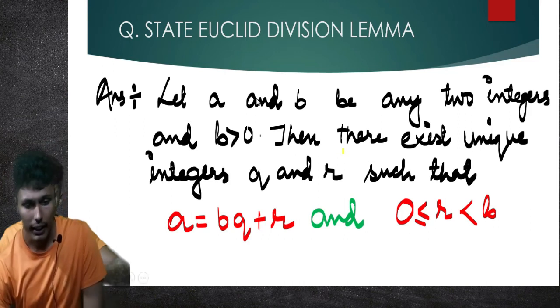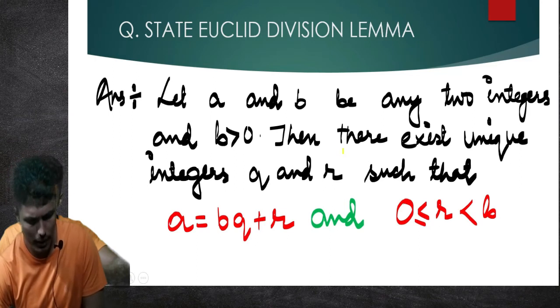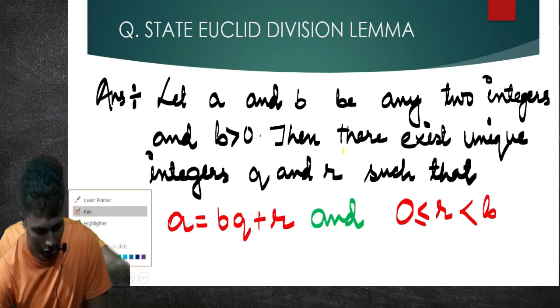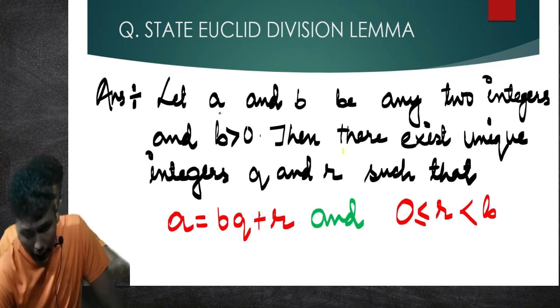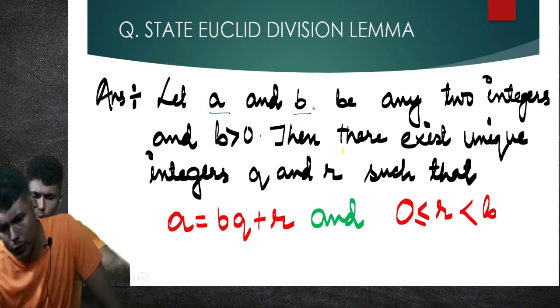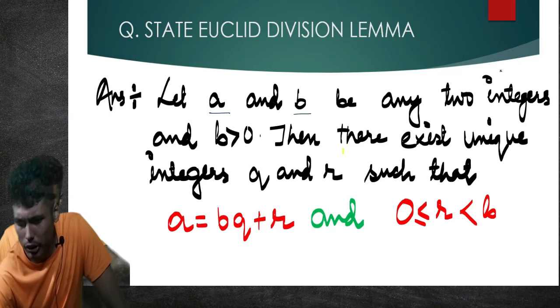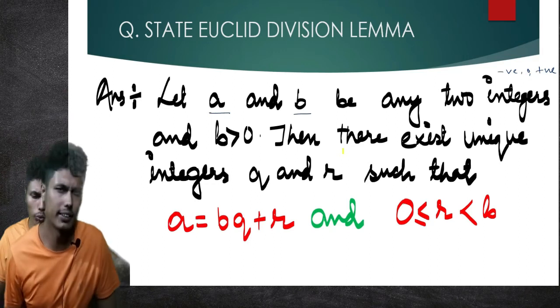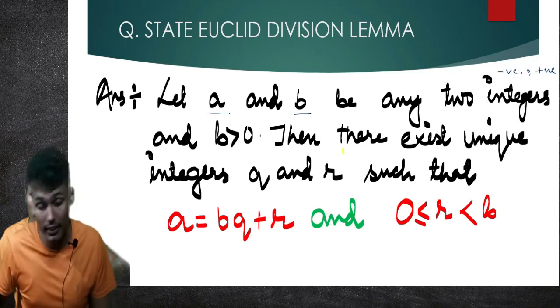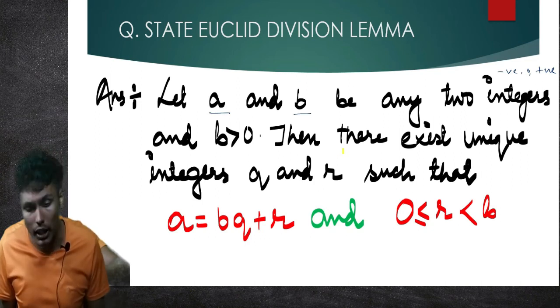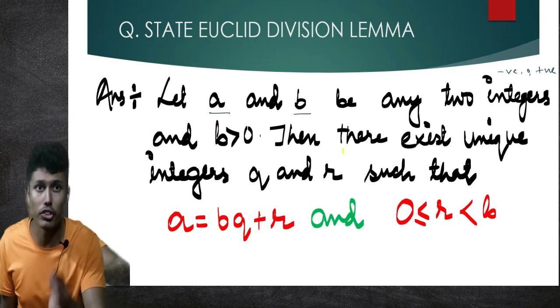So let us understand what this means. Now, a and b are any two integers. What are integers? Negative numbers, zero and positive numbers, all these are integers. -2 is an integer. 0 is an integer. 2 is an integer. 5 is an integer. Any number, negative, positive or 0, is an integer. Clear, right? So a and b are any two integers. They can be negative, positive or 0.